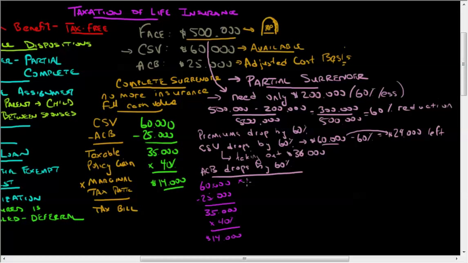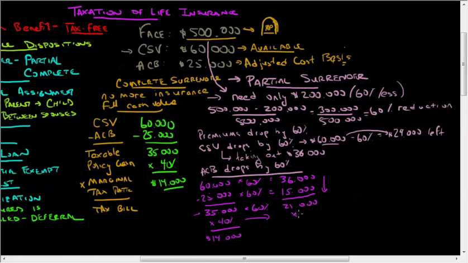That means I'm getting 60% of my cash surrender value. Instead of getting the 60,000 I got in a complete surrender, I'm getting 36,000. I'm using 60% of the ACB, so instead of using 25,000, I'm going to use 15,000, and then I'm going to have 60% of the same gain. Instead of 35,000, that becomes 21,000. And you could do the math either way. You could multiply this by 60%, or you could run the subtraction here, 36,000 minus 15,000. It's the same result either way.